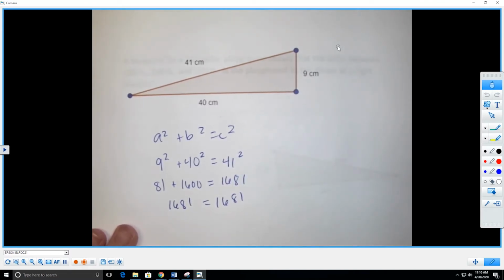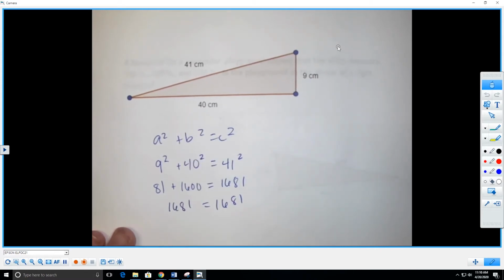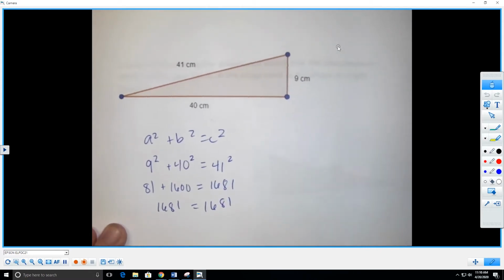Bonus question. Think back to our introduction. What else can we say about 9, 40, and 41? Did you say that 9, 40, and 41 are a Pythagorean triple? Then you're right, because 9, 40, and 41 are all integers that create a right triangle. Great work.